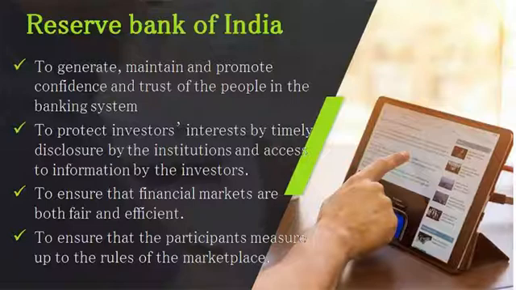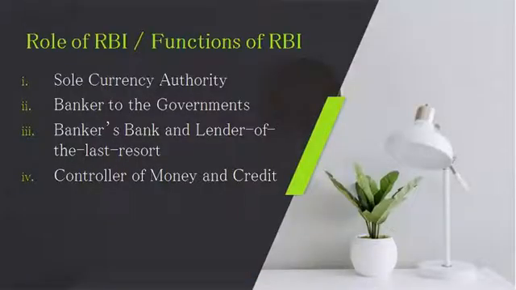And third is to ensure that financial markets are both fair and efficient. Fourth is to ensure that participants measure up to the rules of the marketplace. So basically, the banking system should run smoothly. People should have trust in the banking system. These regulations were being carried out. And there are some functions of the RBI. These are the important functions, or the sole functions, of the RBI, which I have listed.